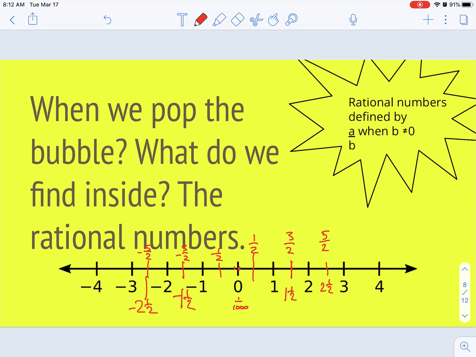Now just a note over here. The definition that will be more important in future years is you define the set of rational numbers by any number that can be written as a over b when b is not 0. You can never have a 0 on the bottom of a fraction. But you can take any two other numbers in the universe, including 0 on the top, just not on the bottom, and when you divide two numbers by each other, you get rational numbers.